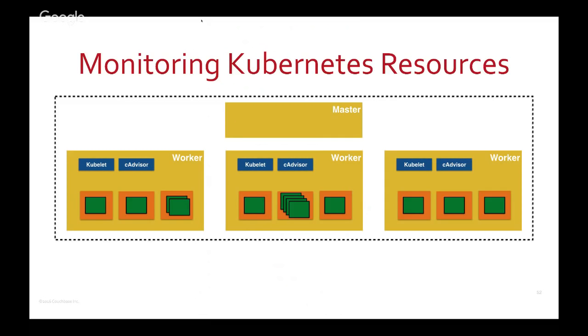Pretty much the last piece that we're going to talk about today is monitoring Kubernetes resources. So I have a master, a bunch of workers, a bunch of pods running over there. I want to monitor those resources. How would that work? So kubelet, of course, is there. It monitors my pods. If the pods go down and stuff like that, those are restarted again.